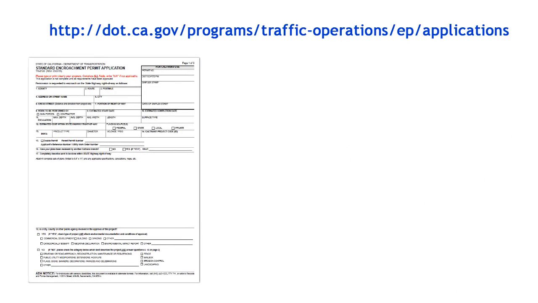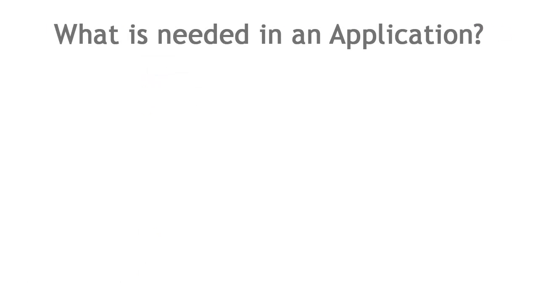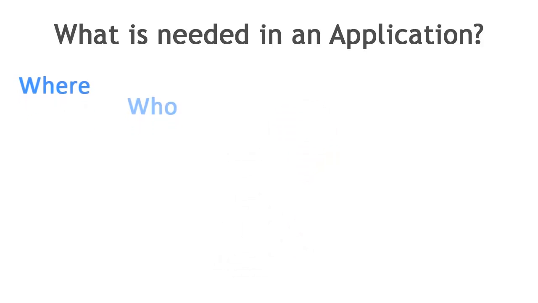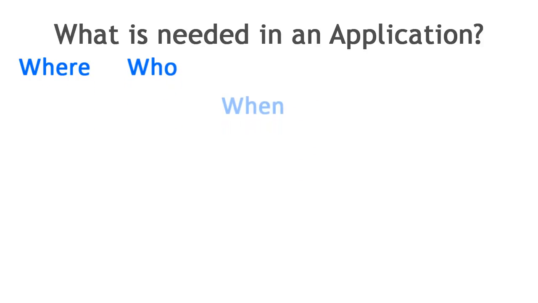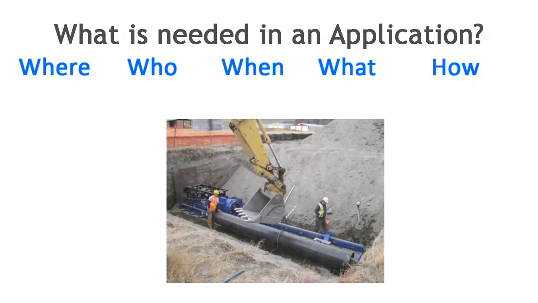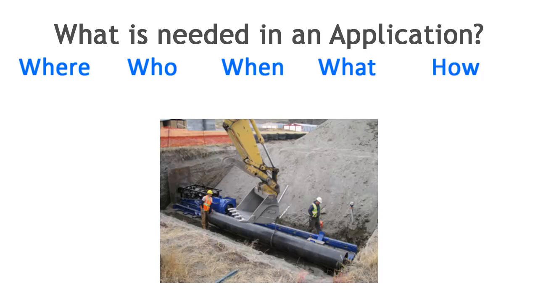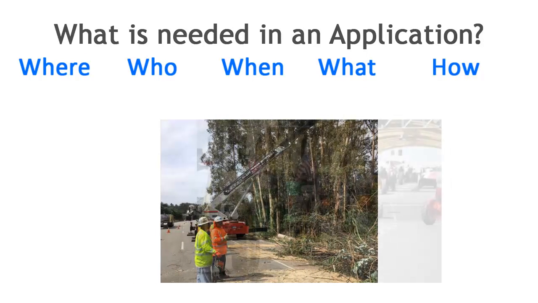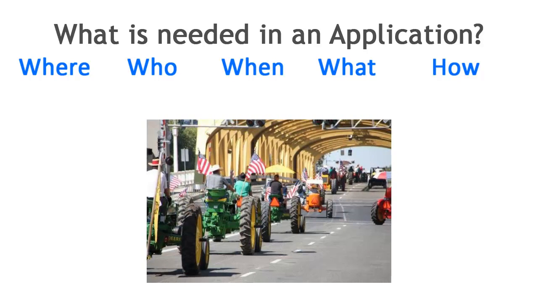The application form TR0100 can be found on this web link shown. The application form provides you the opportunity to answer questions about your project, such as where, who, when, what, and how. Your detailed answers to the questions help us understand your project details, impacts to the highway system, and your project contacts. It is extremely important that you complete all questions with as much detail as possible or mark N/A if not applicable. The more details you provide, the faster you will receive your permit.